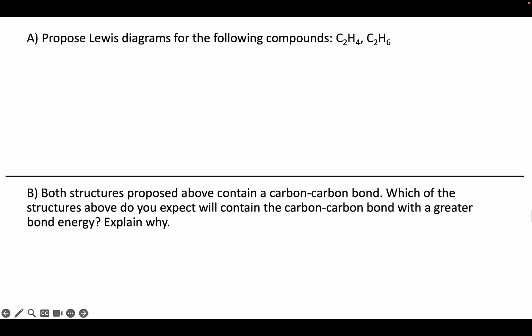This quiz is all about Lewis structures and some of the finer points in drawing Lewis structures, such as resonance and formal charge. So in our first example, we have two molecules, C2H4 and C2H6, and we want to propose Lewis diagrams for these two compounds. And as we're looking at the first one, C2H4, this is the best Lewis structure.